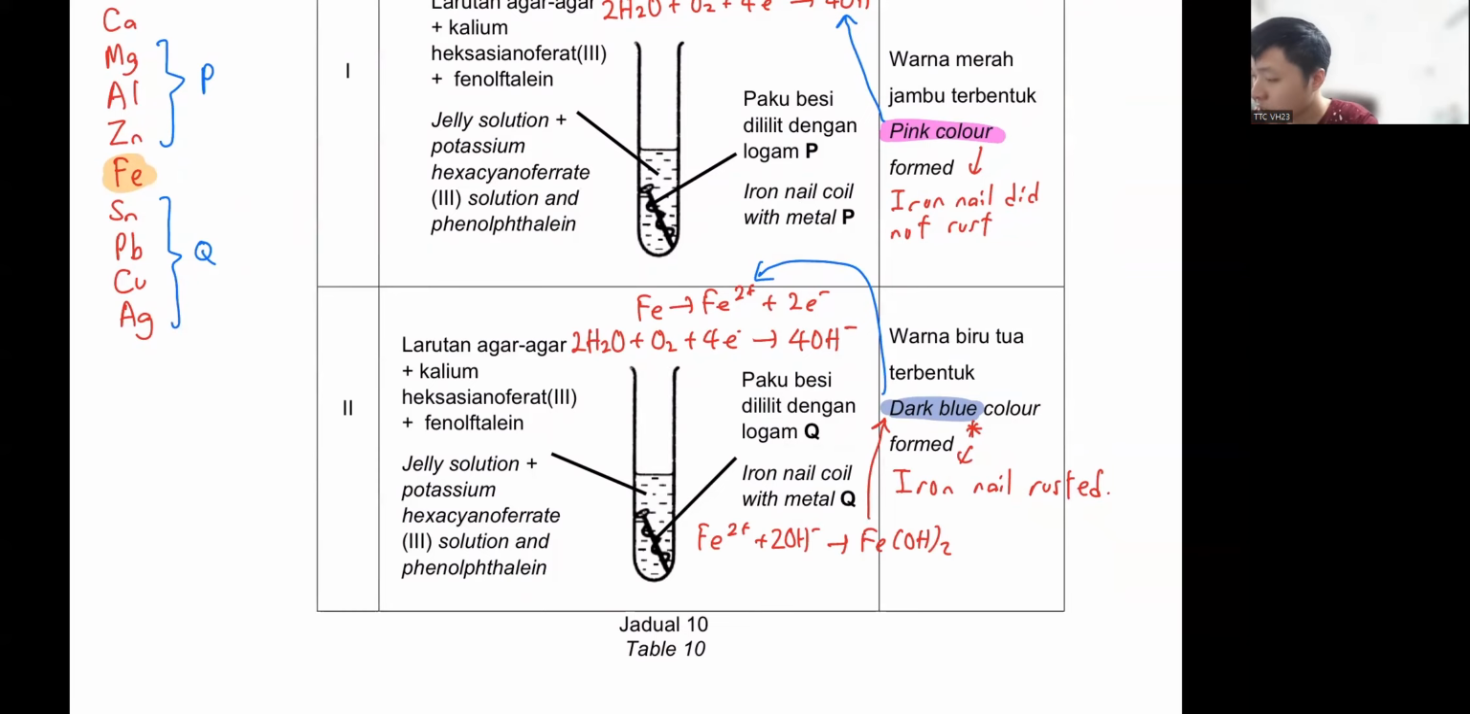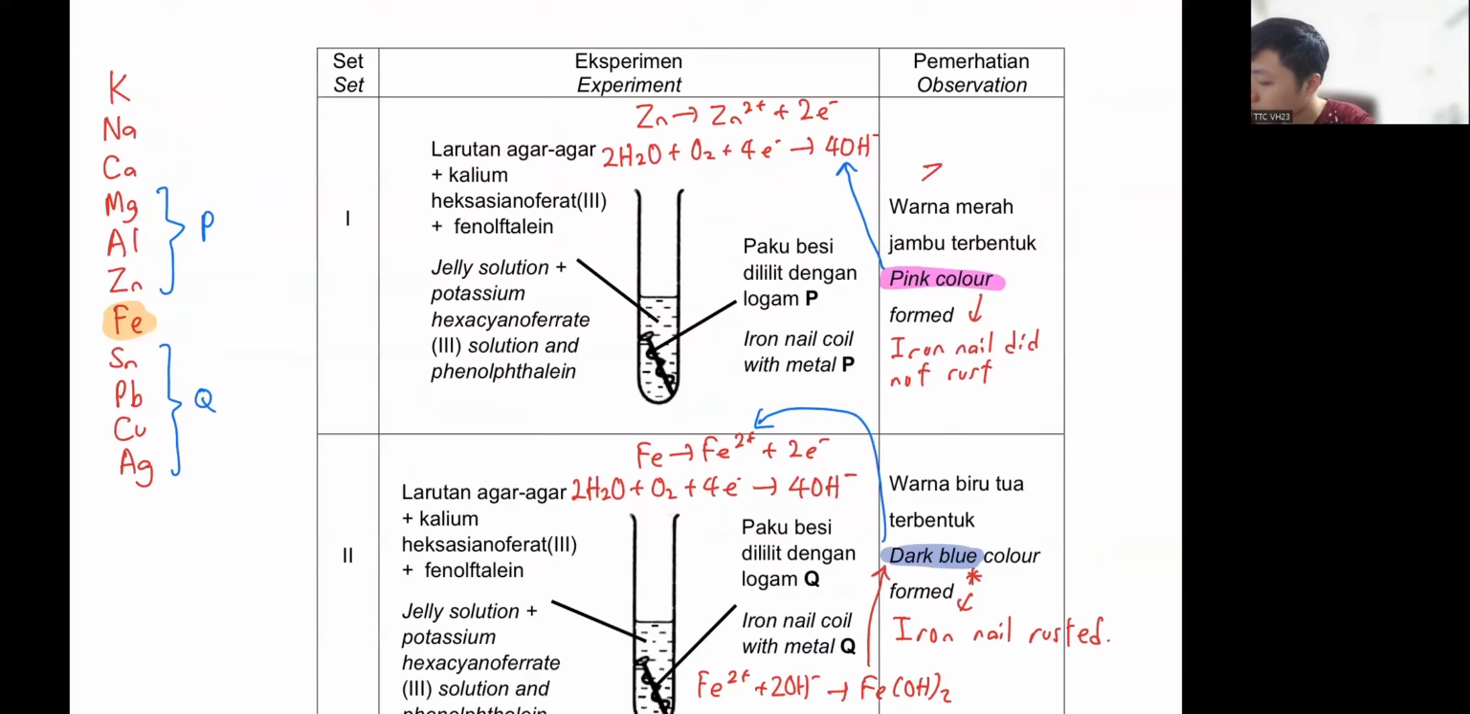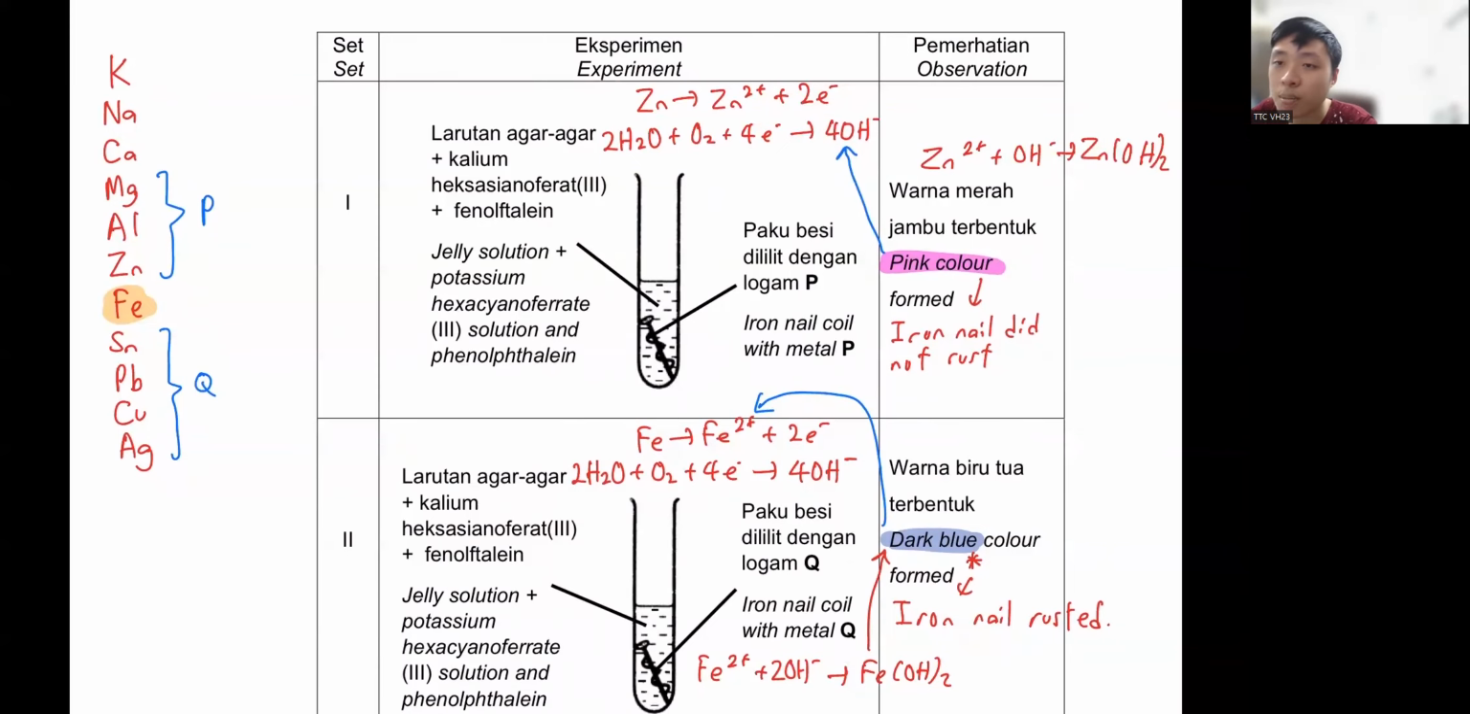This one is not. This one, zinc becomes the anode. Why? Because zinc is more reactive. So Zn2 plus reacts with OH minus here to form Zn(OH)2. That's why it is alkaline. OH minus is alkaline, so that's why you get pink color formed.